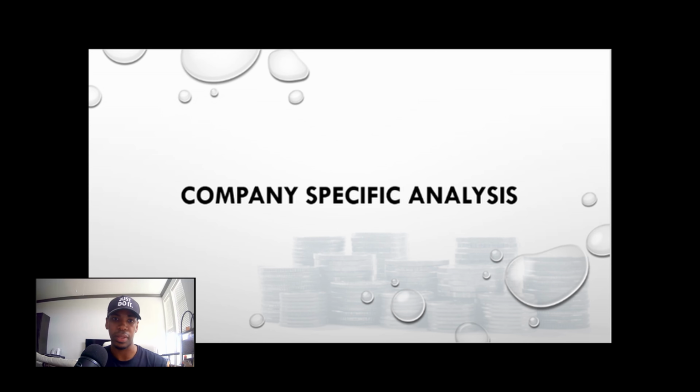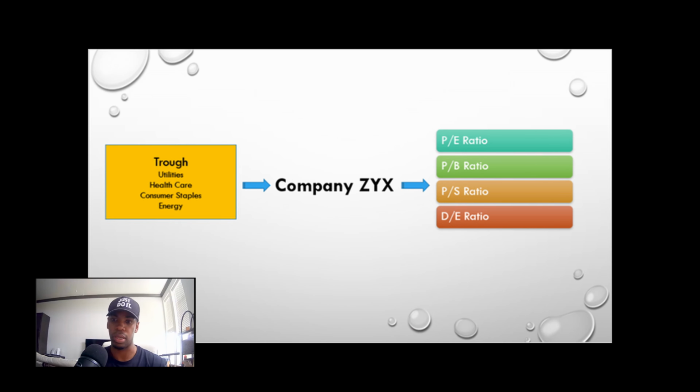Now, the final stage of the top-down analysis approach is identifying opportunities in specific companies, right? We can narrow our research down for individual shares if we know which sectors are expected to perform well in the current climate. The fundamental metrics we looked at before were the PE ratios, BP ratios, PS ratios, debt to equity ratios. We can get a good idea of how the company outlook fares against its peers if we compare it to these similar companies in the same sector.